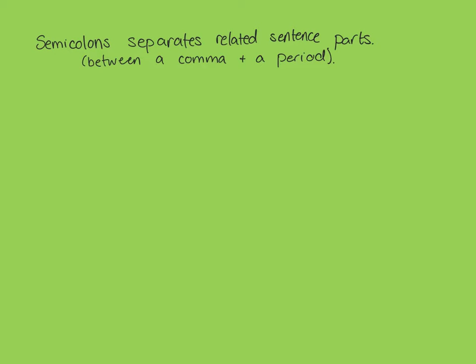A semicolon separates related sentence parts, and it's kind of the midpoint between a comma and a period. So it's a more definite break than a comma, but it's also less abrupt than a period. So they can be used in 3 different situations.